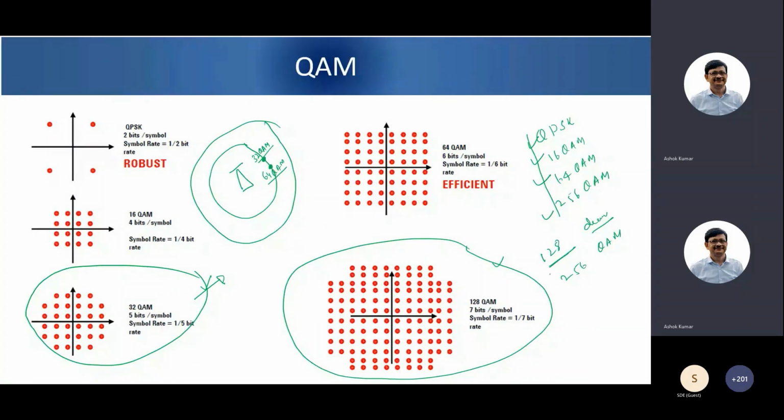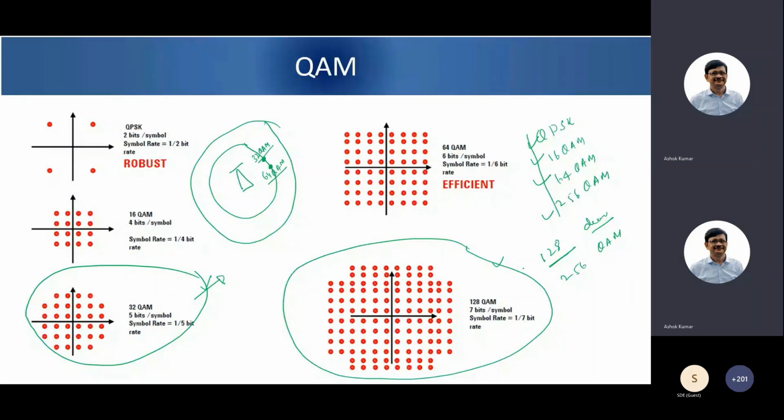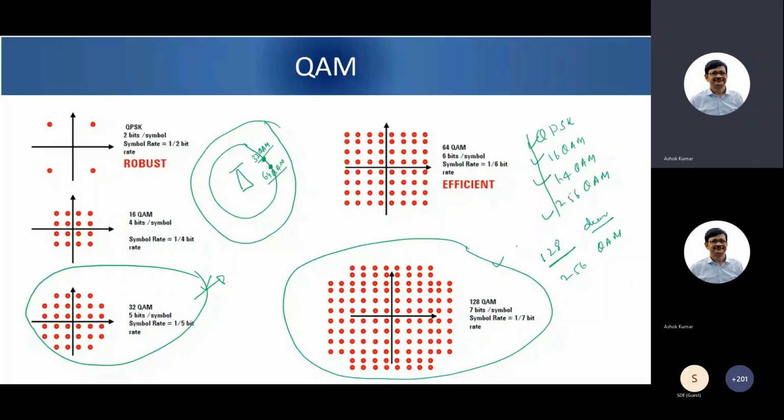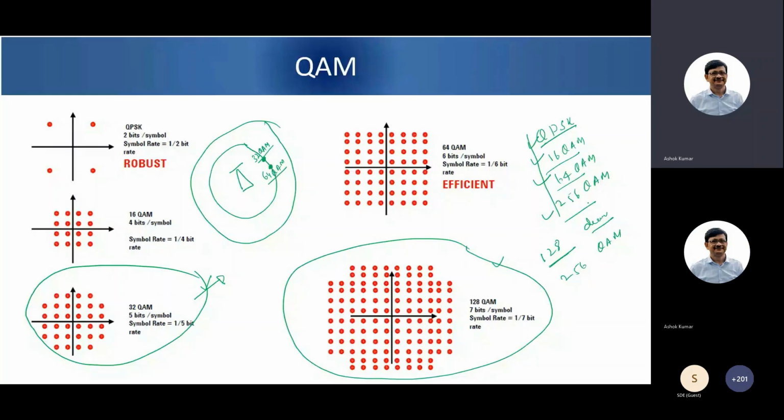In place of that, you can use 256, where you can have more bits, from 128 to 256, you will have more bits supported. So that's why we use QAMs like 16, 64, 256, and so on.